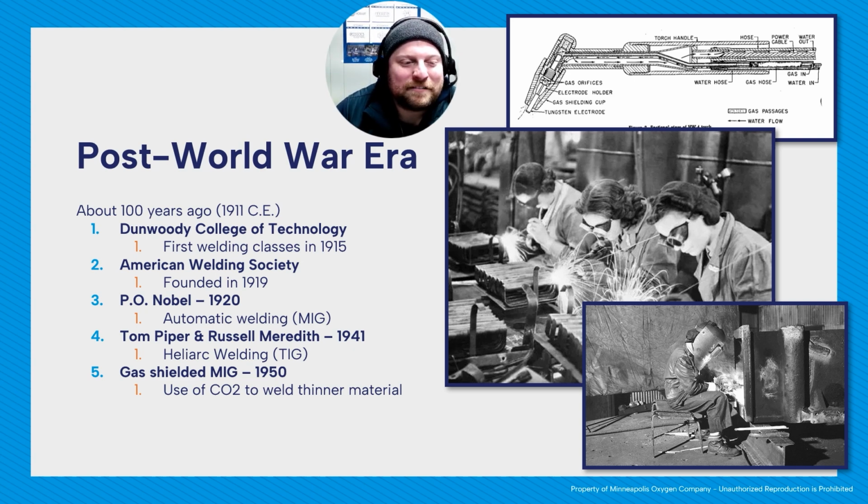In 41, Piper and Meredith invented heliarc welding, used for a lot of aircraft stuff, things like that. World War II. Heliarc welding is better known today as TIG or GTAW, but initially used helium as the primary shielding gas for that. And then in 1950, so about 30 years after Nobel started it, we introduced gas-shielded MIG. So that's where we're using CO2 first as the shielding gas, used to weld thinner material, get a lot better results by preventing that atmosphere from getting into our weld.